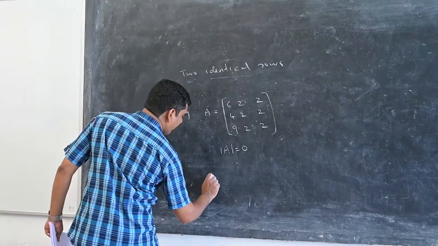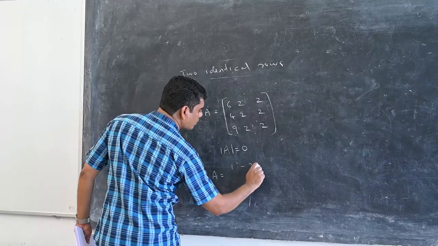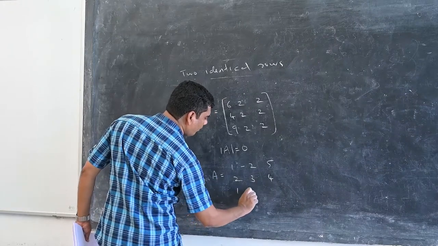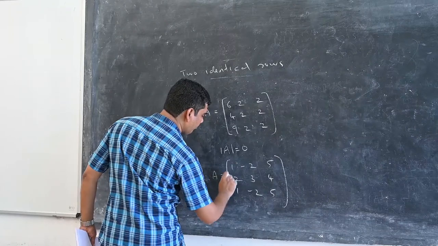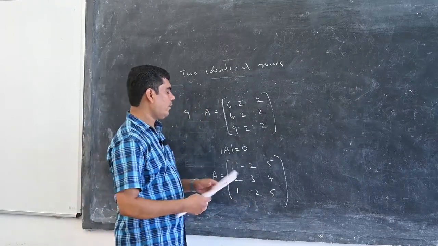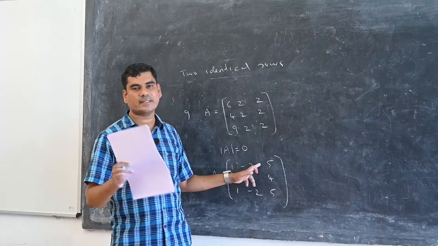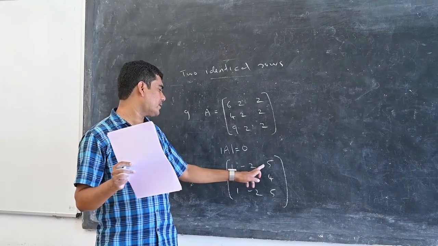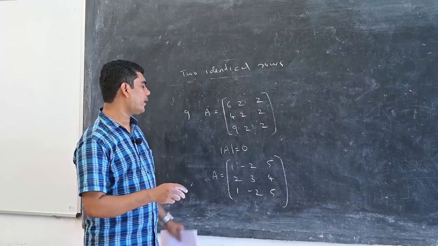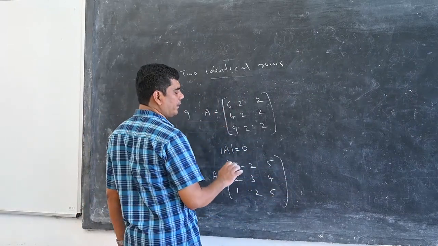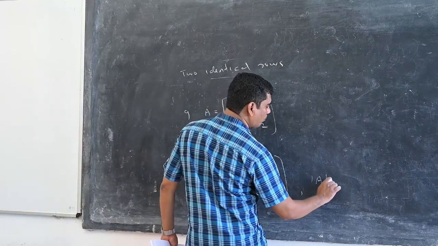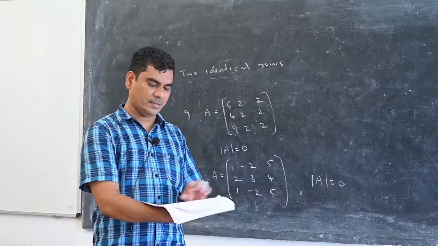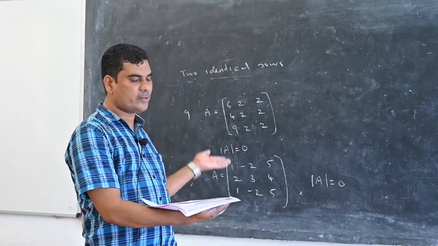Example is A is equal to 1, minus 2, 5, 2, 3, 4, 1, minus 2, 5. In this case also, this square matrix has two identical rows, 1, minus 2, 5. The first row is the same as the third row. Then the value of this determinant, determinant of A is equal to 0. If we expand and calculate the determinant, we get 0.